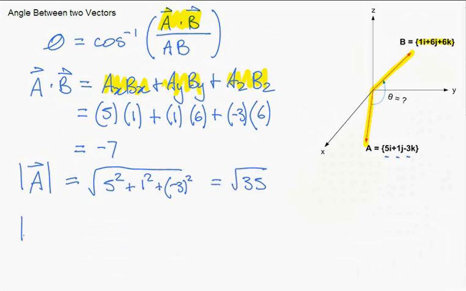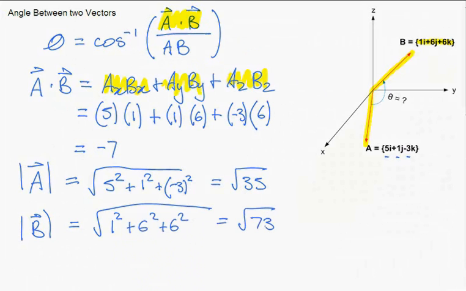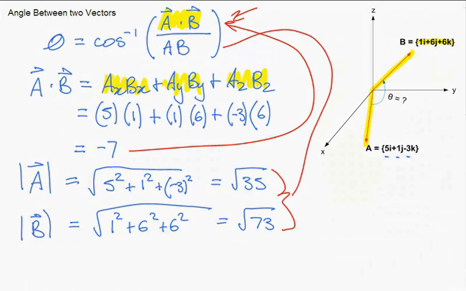You do the same for vector B. Take the square root of 1 squared plus 6 squared plus 6 squared, and this equals root 73. Finishing this problem off, we pretty much just substitute everything back into this original formula. So the minus 7 goes into here, and root 35 and root 73 go into here.